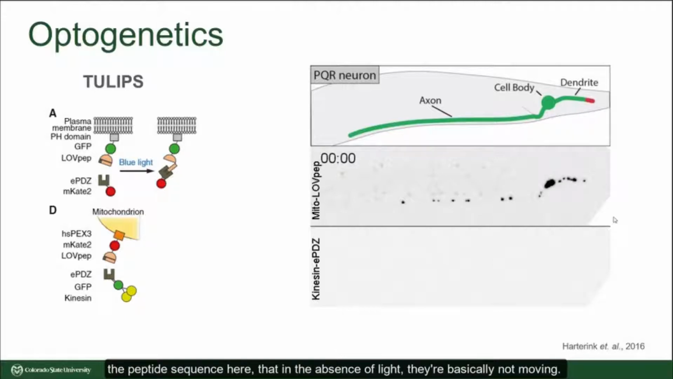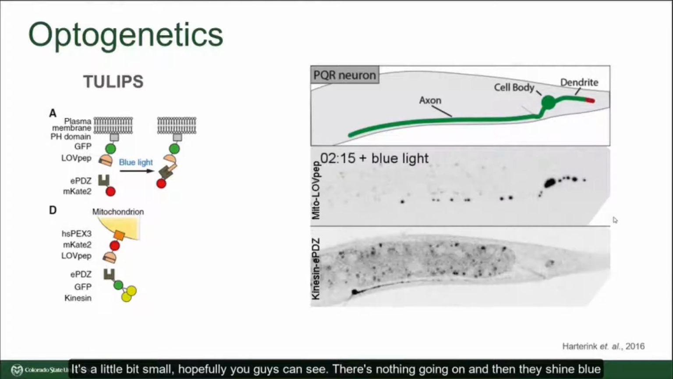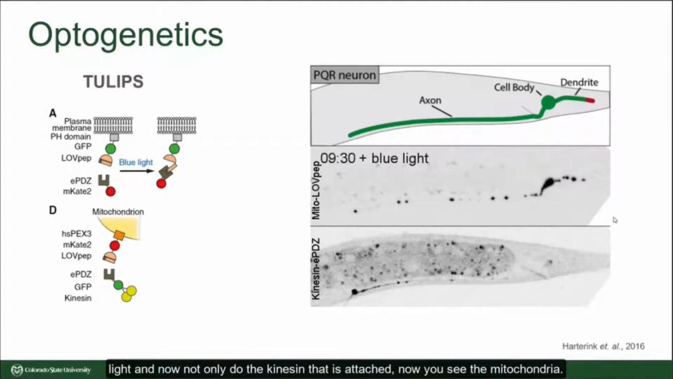What you'll see in the movie is we have mitochondria that have the peptide sequence here. In the absence of blue light, they're basically not moving. But once you shine blue light onto the system, kinesin is recruited and they're transported out. It's a little bit small, so hopefully you're able to see it. I have to play it a couple times. See, there's nothing going on, but then they shine blue light, and now not only do you see the kinesin that is tagged, but you also now see the mitochondria.